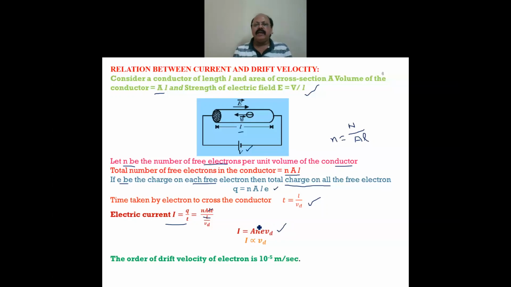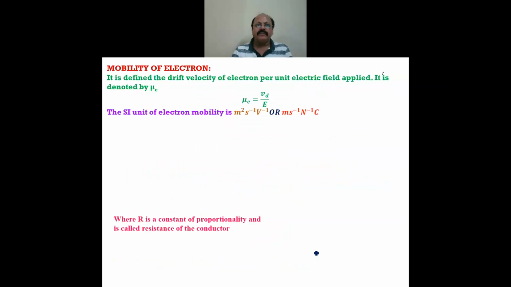For a given conductor, A is constant, n is constant, e is constant, then the only variable is Vd. So that's why I is directly proportional to Vd. The order of the drift velocity is 10 to the power minus 5 meter per second. So this is about the relation between electric current and drift velocity.